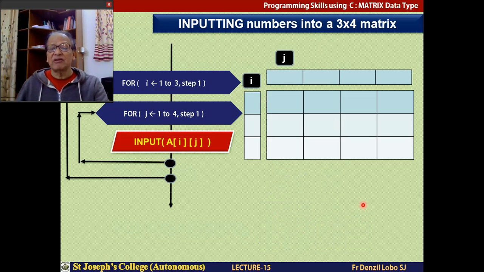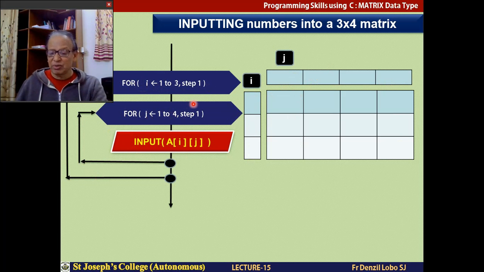The next question for us is, how do we insert numbers into a matrix? For that we are going to use the for loop, which we are already familiar with. As you see, I need to use 2 for loops. The outer one is for rows, i is equal to 1 to 3. The inner one is for inserting into columns. So I start with, for example, i is equal to 1. Then I come inside, j is equal to 1, 2, 3, 4, etc.